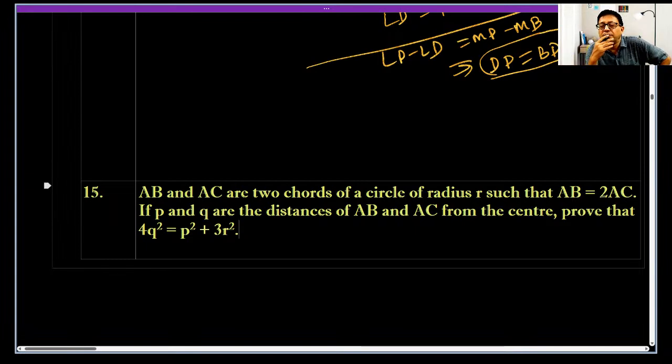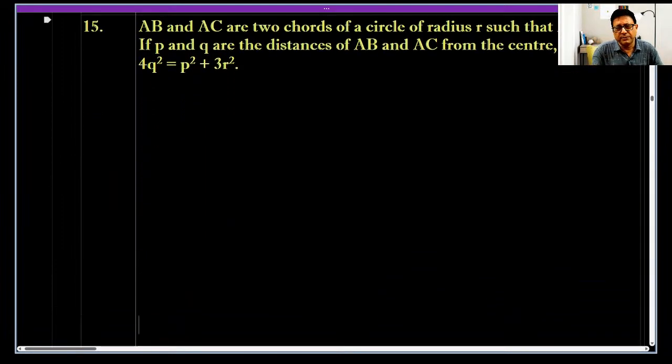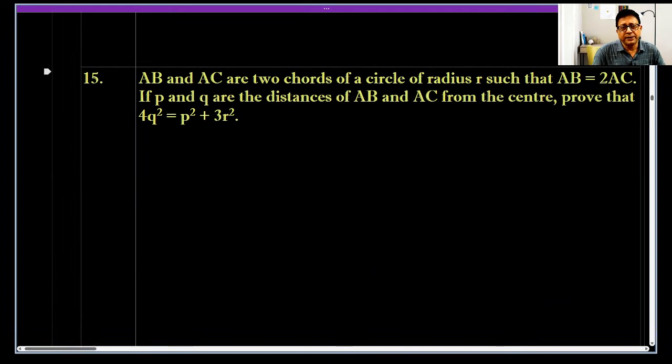AB and AC are two chords of a circle of radius r such that AB equal to 2AC. This is also an exemplar problem. If p and q are distances of AB and AC from center, prove that 4q squared equal to p squared plus 3r squared.